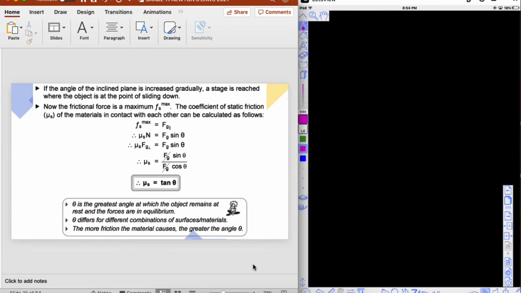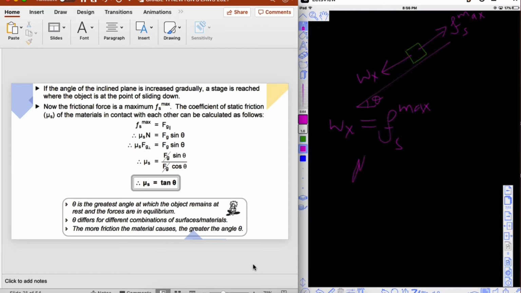Now, there is one last formula that I would like you to know. If ever we've got an object on a slope with angle theta, then you should know that if that object is just about to slide, in other words, if its maximum static frictional force is now equal to Wx, Wx is equal to F max. This is the point where the object is about to slide. In other words, the static frictional force can no longer increase. Then at this point, we can actually calculate the coefficient of friction of the surface using an equation. Mu s is equal to tan theta. For the derivation of the equation, you can actually look at the left side.